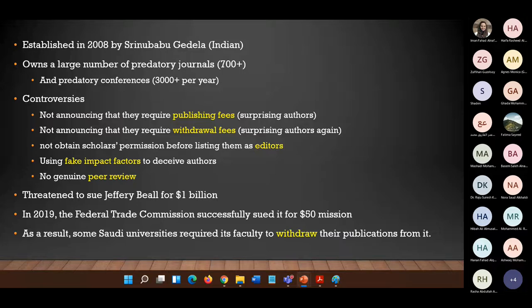So what happened? This has big ramifications. In Saudi Arabia, some Saudi universities sent an official letter to their faculty saying you have to withdraw your publications from this publisher because it's officially predatory now. So this shows you the future ramifications of publishing in these journals, because you never know what can happen in the future.